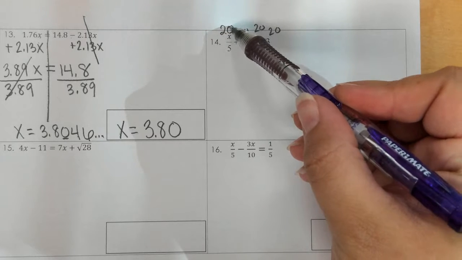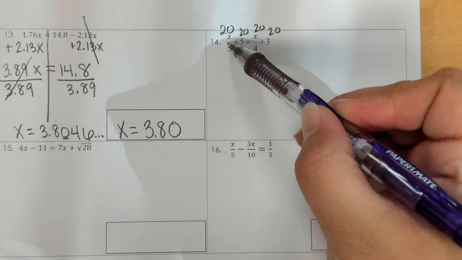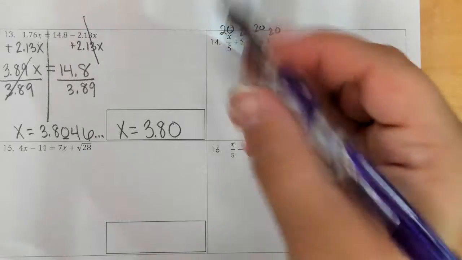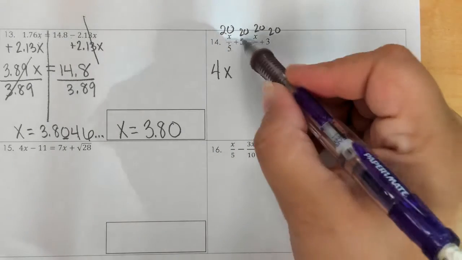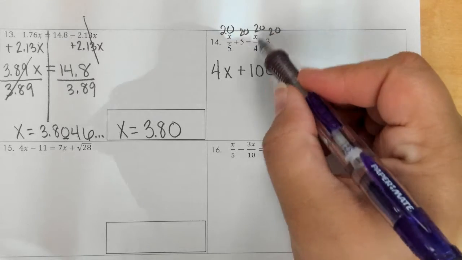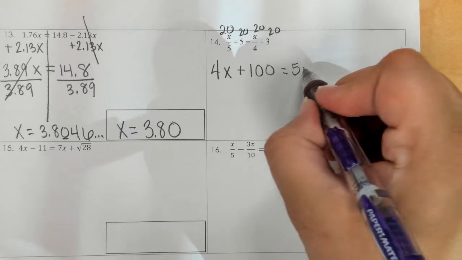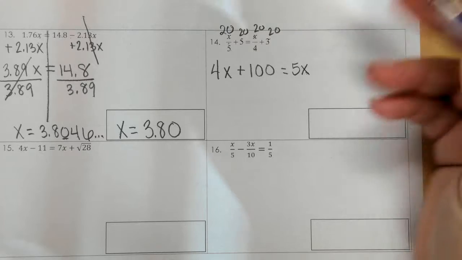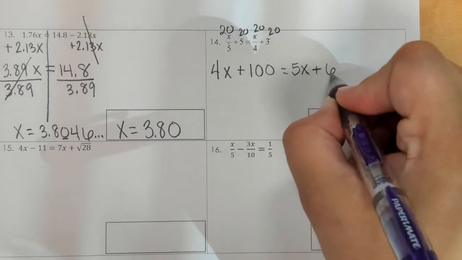Now, I'm going to really divide this, okay? Division bar here. So I'm going to say 20 divided by 5 is 4x. 20 times 5 is 100. 20 divided by 4 is 5, but don't forget that x. And then 20 times 3 is 60.